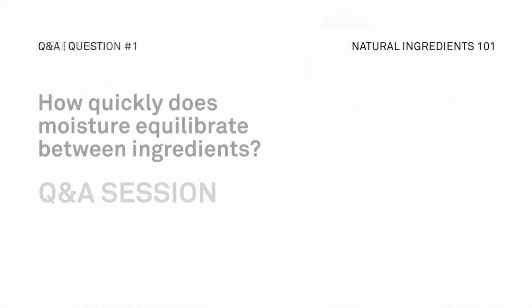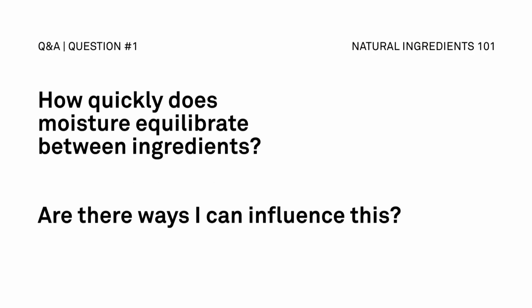Let's go ahead and turn this over now to the Q&A section. So we'll take a couple questions, and then again, if there are any extra questions, you can reach out directly to us, or we'll have some contact information here at the end so that we can make sure to answer all your questions. This first question is, how quickly does moisture equilibrate between ingredients, and are there ways I can influence this?